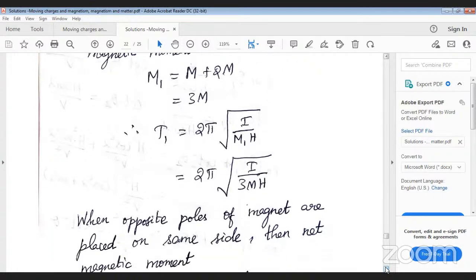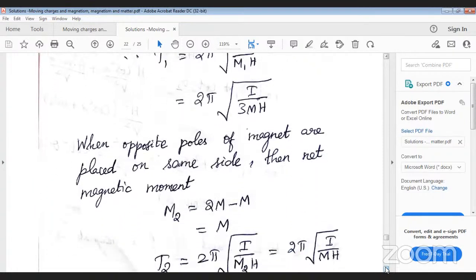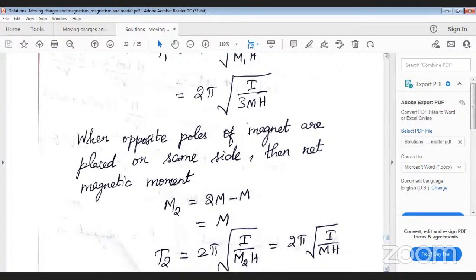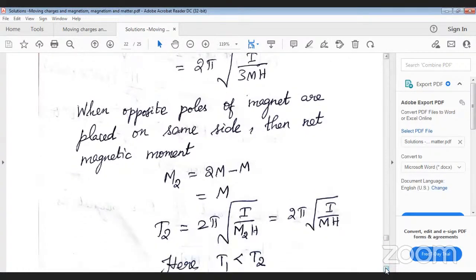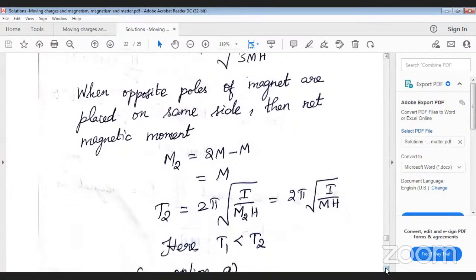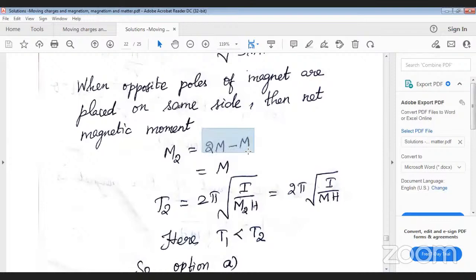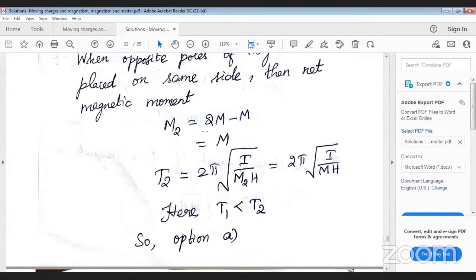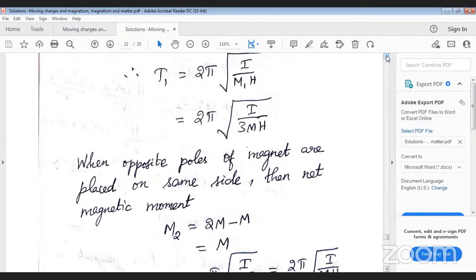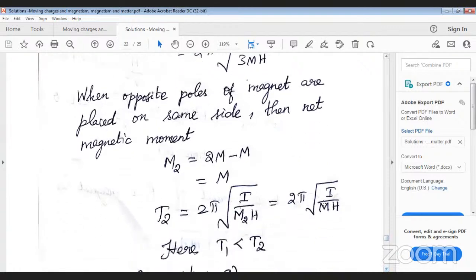In the second case, when opposite poles of the magnets are placed on the same side, the magnetic moment of one magnet opposes the other. So you need to find the difference of the magnetic moments, that is 2M minus M, which gives M. Now the time period is T2 equals 2 pi root of I by M2H, that is MH. So T2 equals 2 pi root of I by MH. In T1 it is root 3M in the denominator, and in T2 it is root M in the denominator.